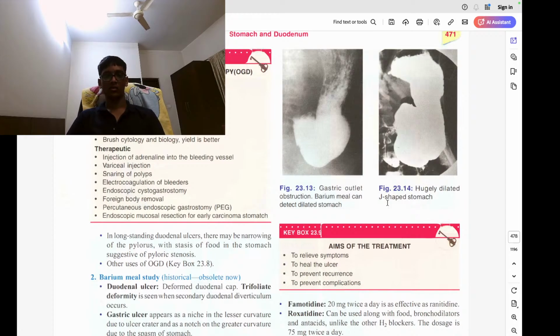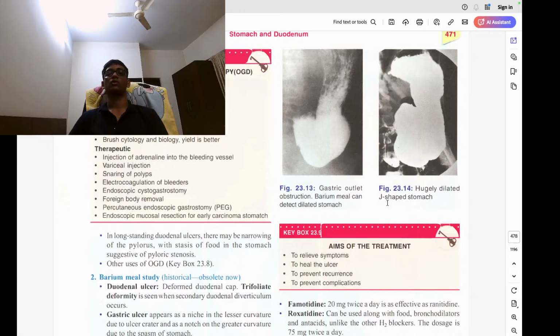Diagnostically, it shows peptic ulcers, acute and chronic. You have gastritis, carcinoma of the stomach, esophageal varices, esophagitis, and biopsy to rule out H. pylori infection. You have brush cytology and biopsy, in which the yield is better. Therapeutic: injection of adrenaline into the bleeding vessel, variceal injection, snaring of polyps, electrocoagulation of bleeders, endoscopic cystogastrostomy, foreign body removal, percutaneous endoscopic gastrostomy, PEG, and endoscopic mucosal resection for early carcinoma of the stomach.